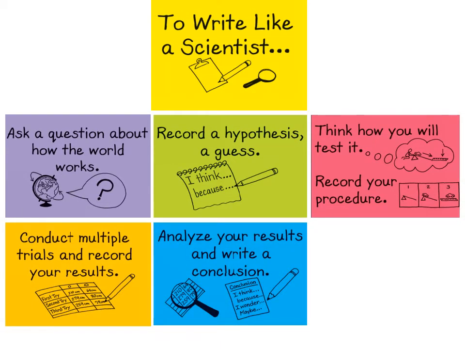Okay, so far we've said that to write like a scientist, we have to ask a question about how the world works. And we did that. And we recorded our hypothesis, our guess. And we thought about how we would test it. And we recorded our procedure. That means we wrote everything down. We conducted multiple trials. We didn't just do it once. We did it 3 times on the bare floor and 3 times on the rug.